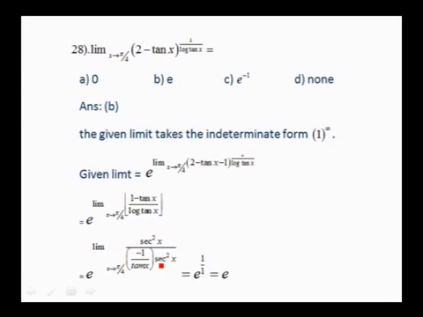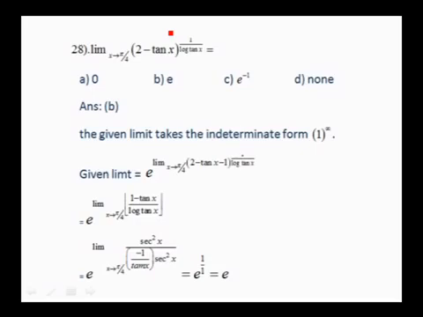Twenty-eighth question: limit as x tends to pi by 4 of (2 minus tan x) whole to the power of 1 by log tan x. So here also, as x tends to pi by 4, you get 2 minus 1, that is 1, and 1 over log tan x, that is 1 over log tan pi by 4, and tan pi by 4 is 1, 1 by log 1 is 1 by 0, infinity. So totally this takes the indeterminate form 1 to the power of infinity.